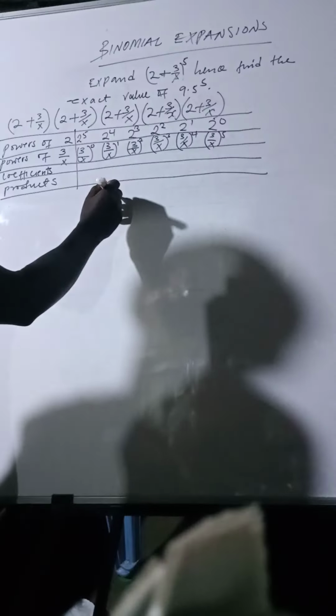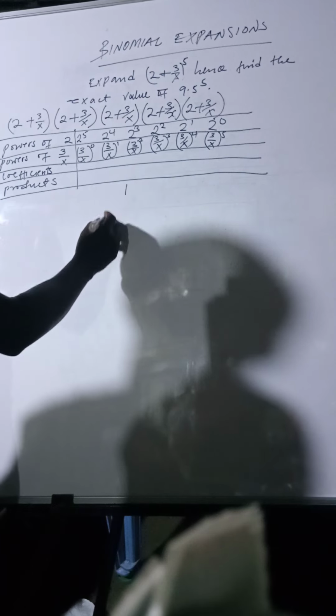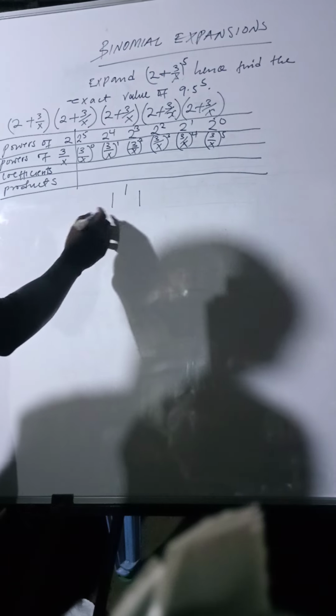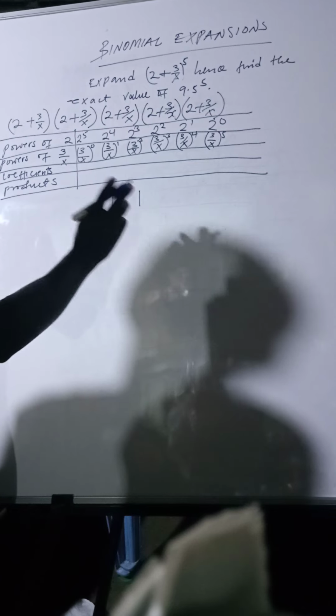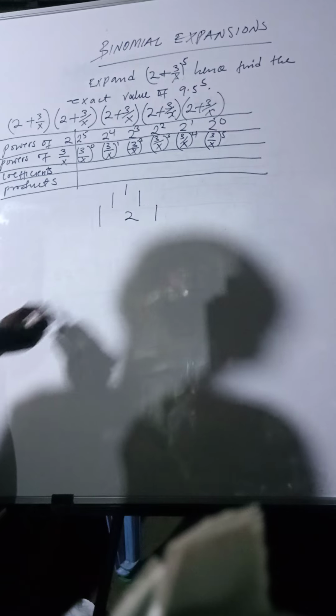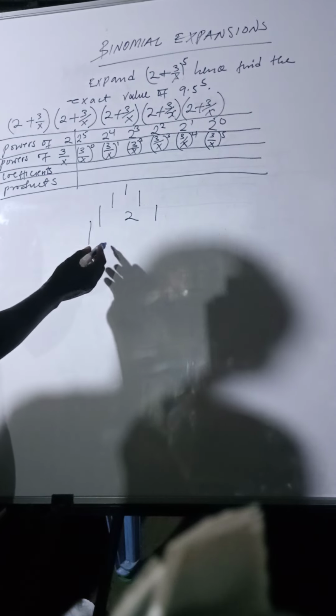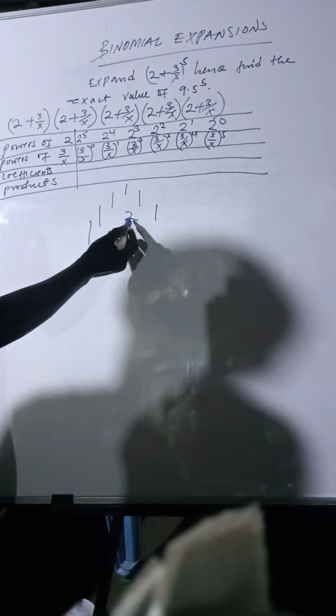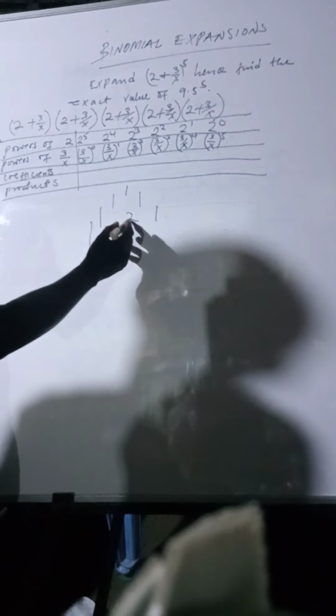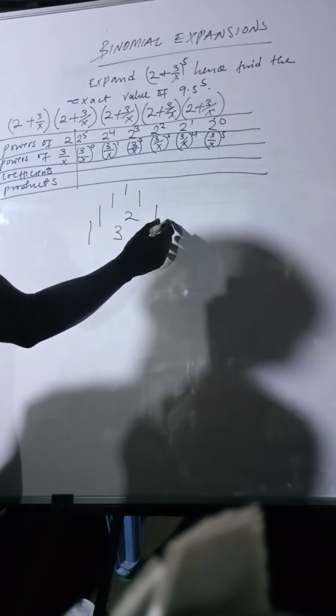Now the coefficients are from the Pascal triangle. The Pascal triangle is like, here we have 1, then we have 1, 1. Now we begin with 1 and we end with 1. In between here, you add 1 to 1, you get 2. We end with 1. Begin with 1. 1 plus 2 is 3. 2 plus 1 is 3. Then we end with 1.